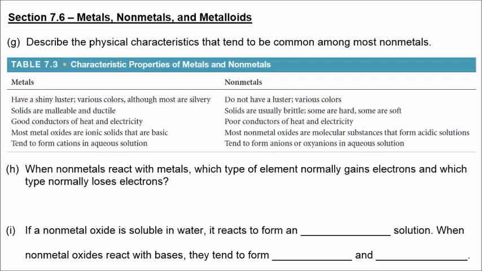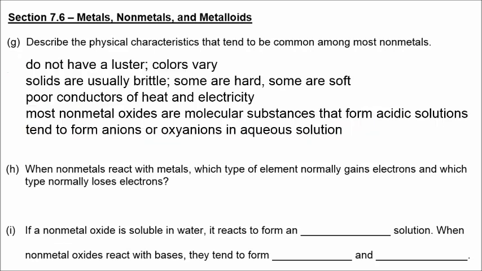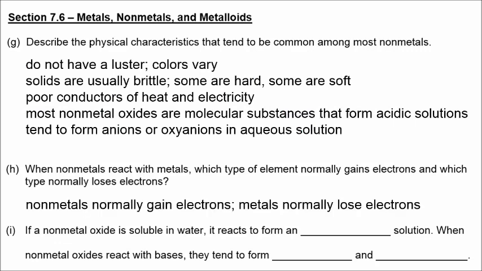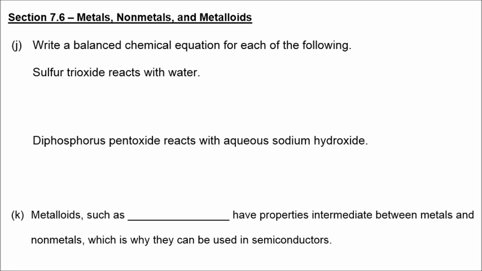So when nonmetals react with metals, metals lose electrons and nonmetals gain electrons. If a nonmetal oxide is soluble in water, it tends to form an acid in solution. And nonmetal oxides can react with bases to form a salt and water. So as far as balanced chemical equations, if SO3, sulfur trioxide, reacts with water, you're going to get some sulfuric acid, H2SO4.